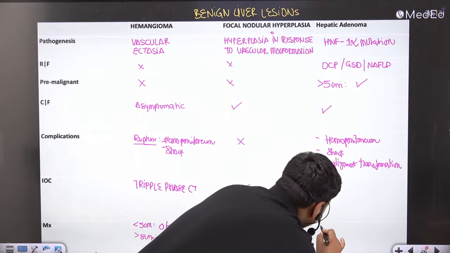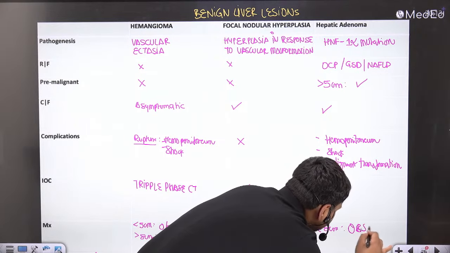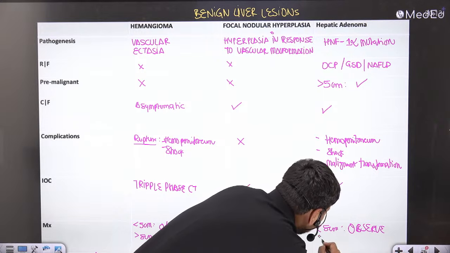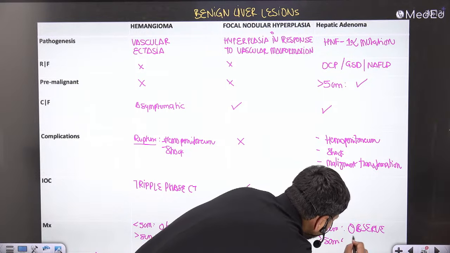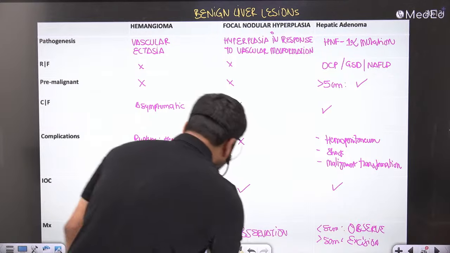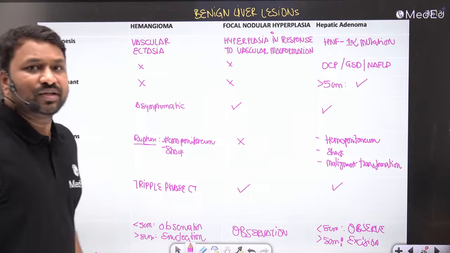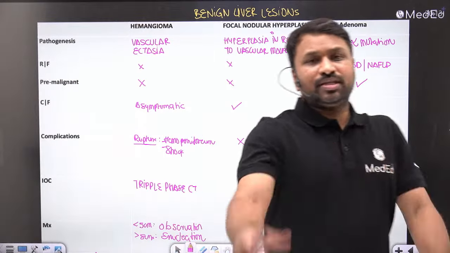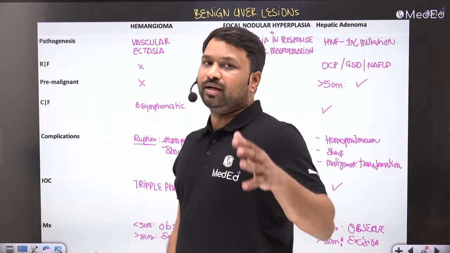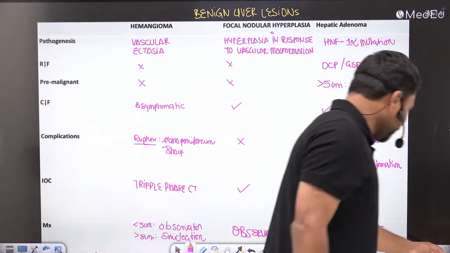Whereas hepatic adenoma less than 5 centimeters, observe. More than 5 centimeters, because it has got malignant potential, you have to go ahead with excision. You have to go ahead with excision if it is more than 5 centimeters, right? So this is the criteria that you should be aware of in terms of benign liver lesions.